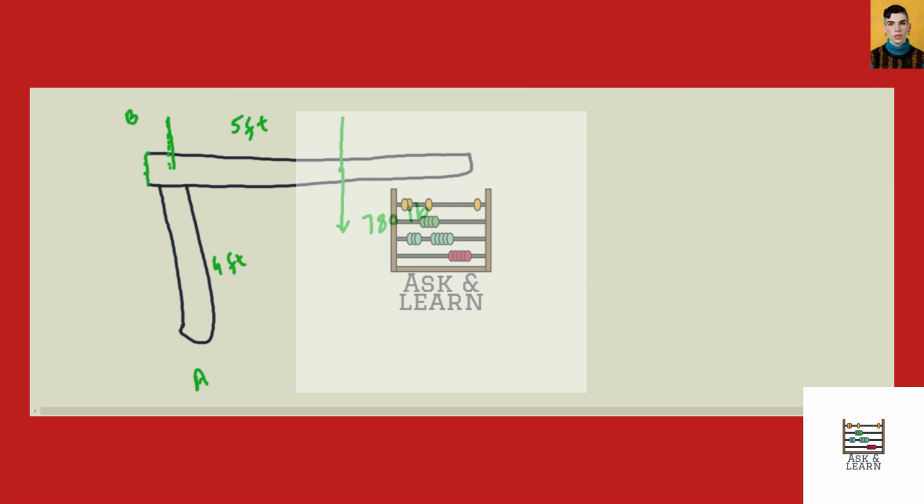So one reaction is here, which is NA, which acts at this point. We will need to find this reaction, and here it has two other reactions. This one is Bx, which is in the x direction. This is the Bx reaction, and this is the By reaction. So we will need to find these three reaction forces.